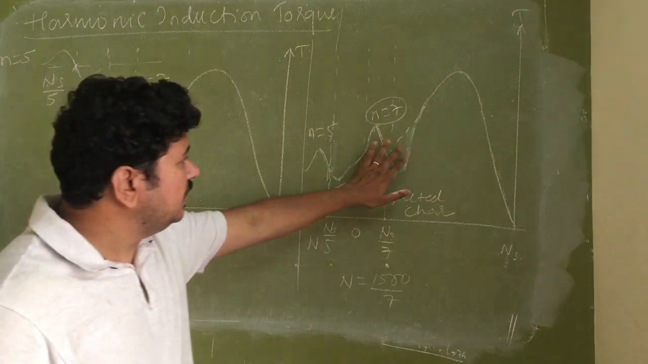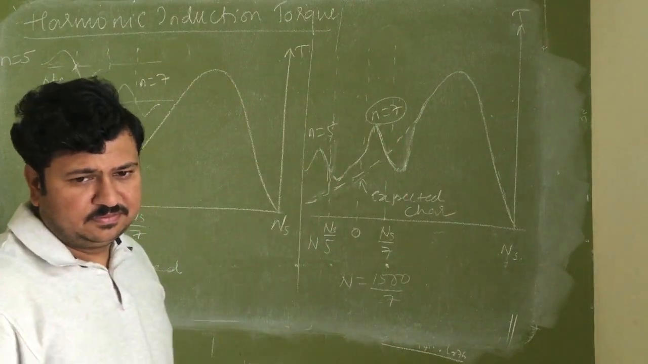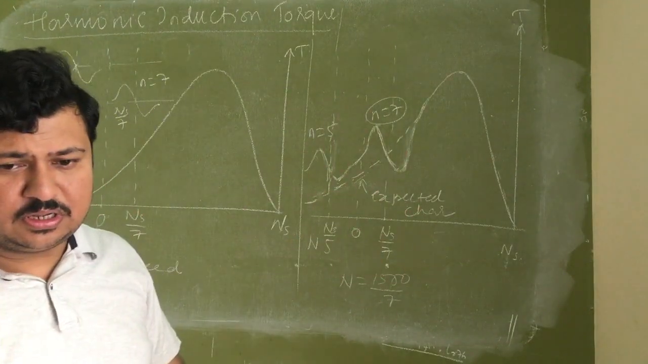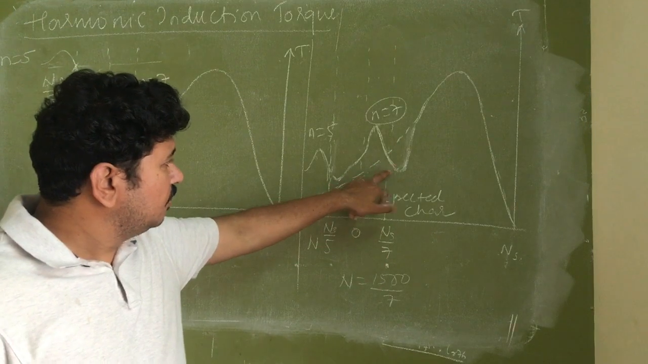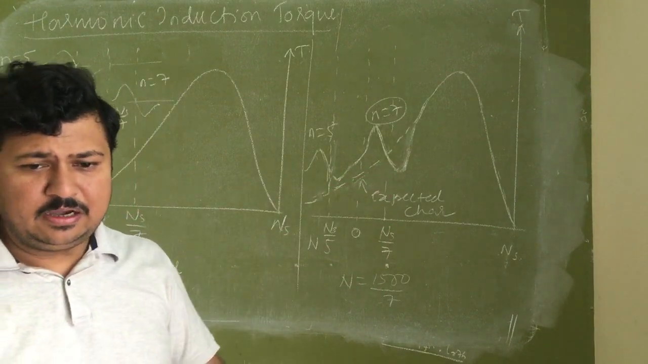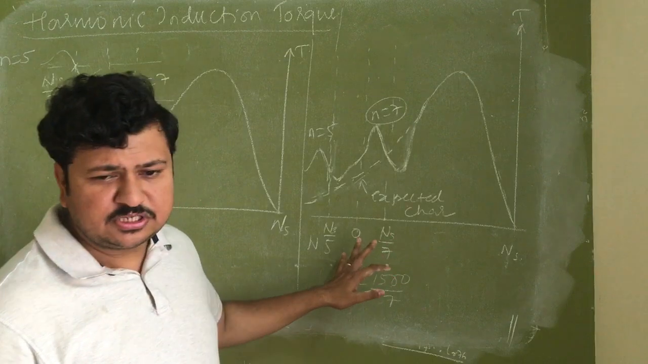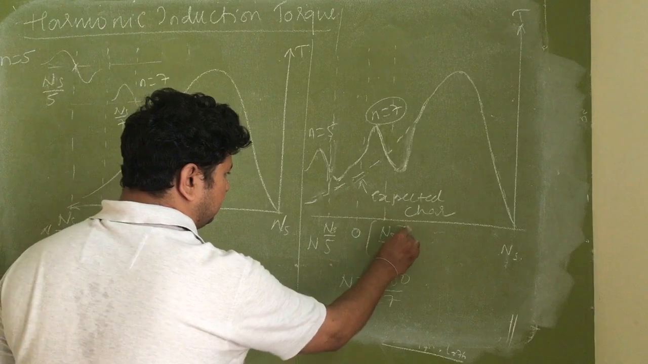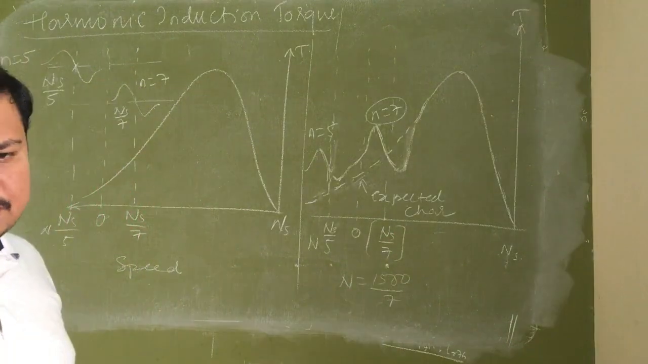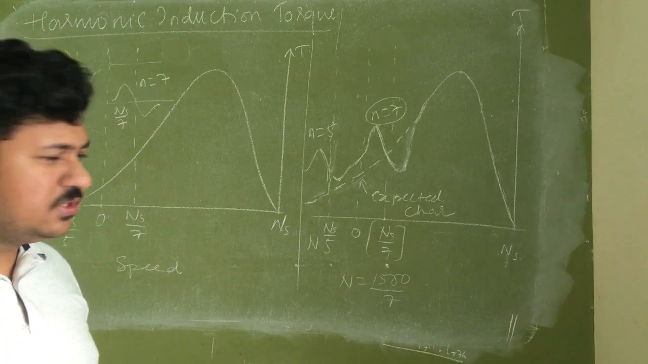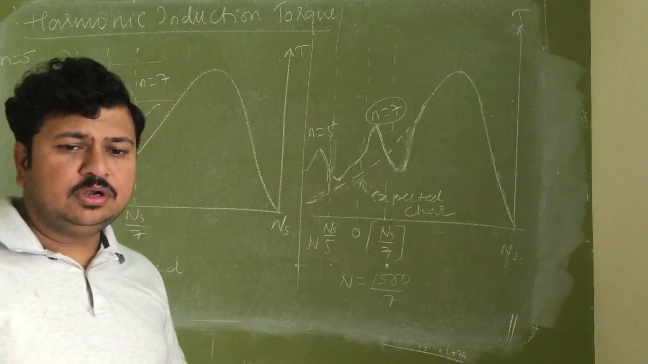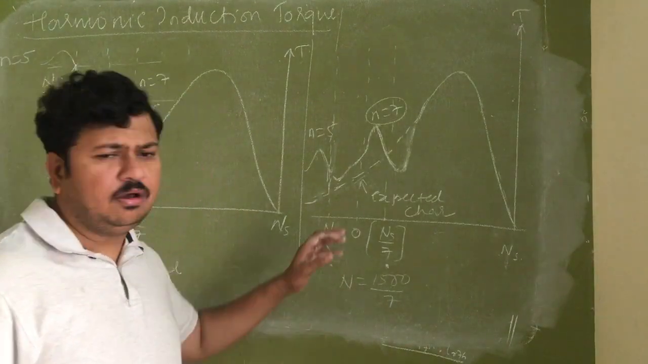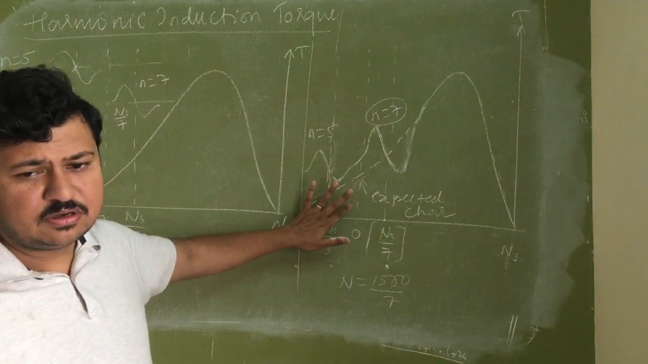Okay, if this condition exists in the induction motor, then the rotor will not rotate at its rated speed, but it will rotate at a speed equal to ns by 7 or slightly less than ns by 7. Okay, so instead of the motor running, the motor will exhibit a crawling effect. It will slightly crawl. Hence, this effect is called crawling.